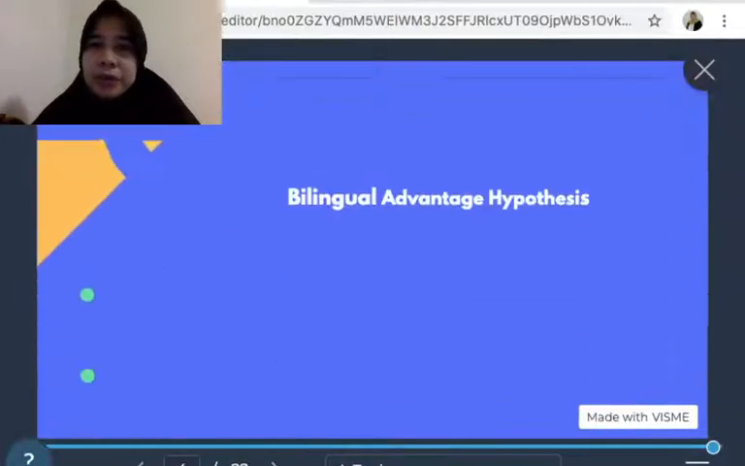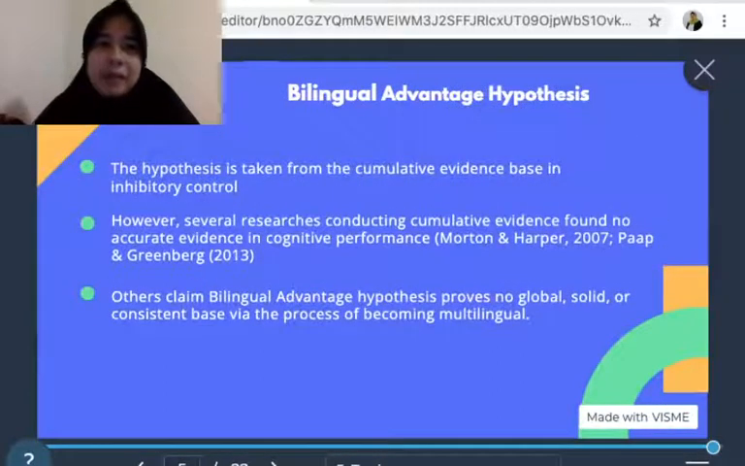Okay, now let's move on to the bilingual advantage hypothesis. This is also one of the very popular hypotheses, from Bialystok. It states that bilingual speakers have some advantage over monolingual speakers. The hypothesis is taken from cumulative evidence based on inhibitory control. Inhibitory control here means the control to not have an impulsive response from the participant.